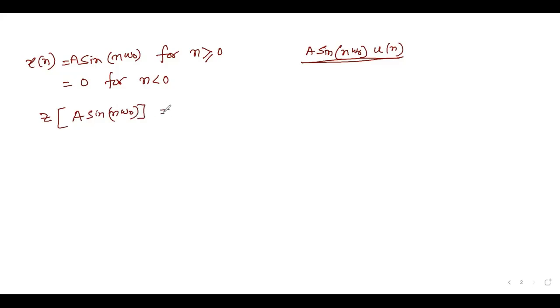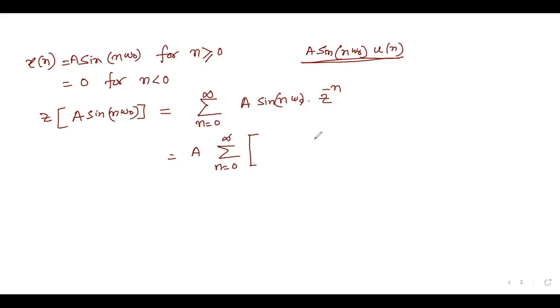So by definition, for n less than 0 it is 0. That means this sum we can write as the sum from n equal to 0 to infinity of a sine n omega 0 into z to the power minus n. Is that okay? I have substituted, because x(n) is a sine n omega 0. So a is constant, we can take it out of the sum.